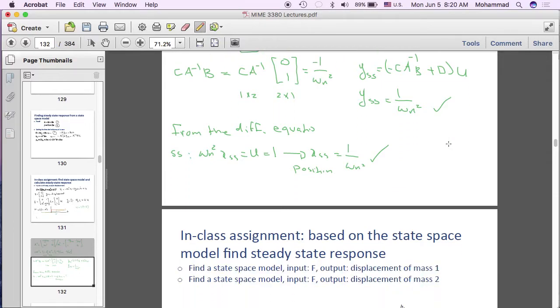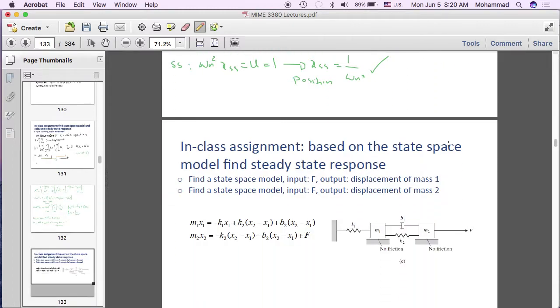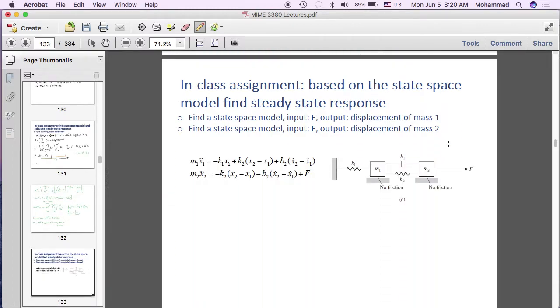Any questions before we go forward? Okay, there are a number of other examples. This is one of them. So I leave this for you to solve.